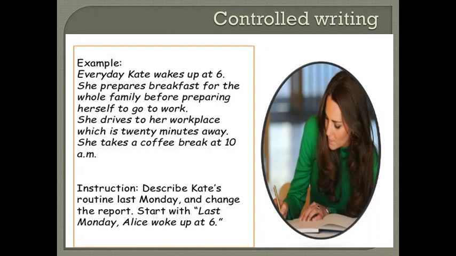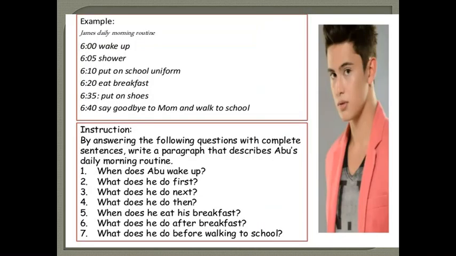Instructions. Describe Kate's routine last Monday and change the report. Start with: last Monday, Kate woke up. Above you have the example. Now you have to report it in the past. And this is how you can do it in your own words. This is a controlled writing activity, or an example. For example, this can be another activity for students.